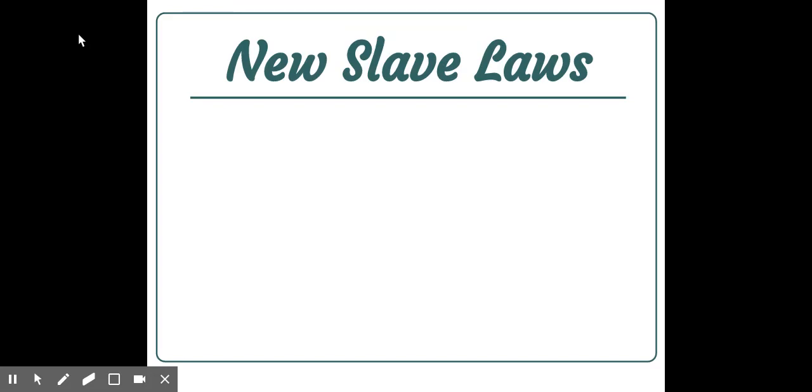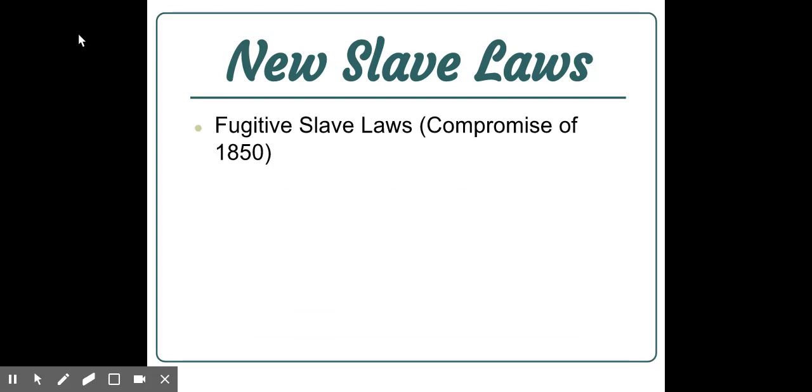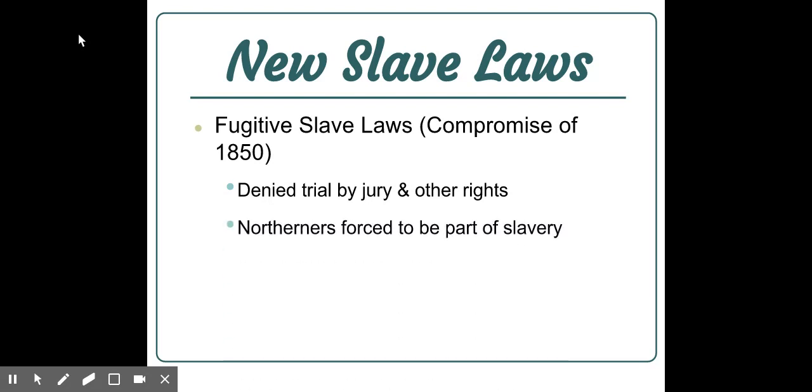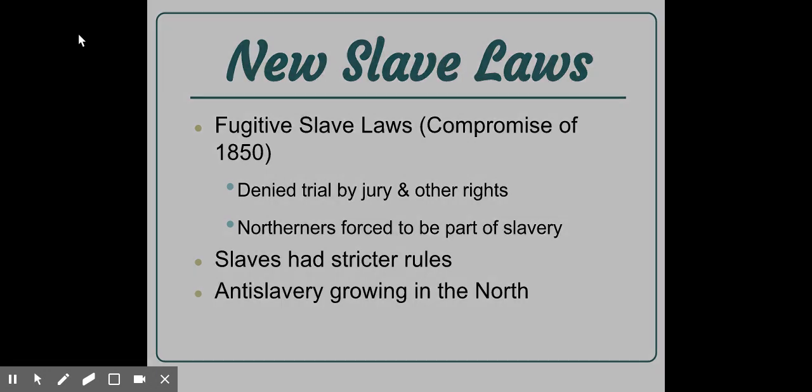Okay, so we talked a little bit about some new slave laws that are going to develop. The Fugitive Slave Law is going to be part of the Compromise of 1850. Under the Fugitive Slave Law, there's a couple other things that are going to develop. You can be denied a trial by jury and some other rights. And like I said, Northerners are going to be forced to be part of slavery. Slaves under the slave codes are going to have stricter rules. And because of these things, we are going to see the anti-slavery movement growing in the North.